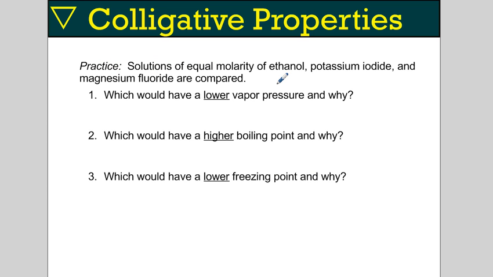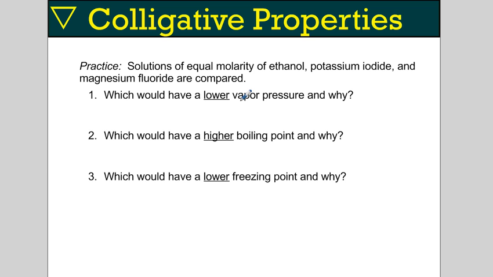Finally, let's do some questions that involve this principle. The practice prompt says solutions of equal molarity of ethanol, potassium iodide, and magnesium fluoride are compared. Which would have a lower vapor pressure and why? Now for these types of questions, what I'm going to say to you is key. You have to understand what happens to the colligative property when you add the solute. It's really easy to get crossed up. Wait a minute, does it lower or increase vapor pressure?